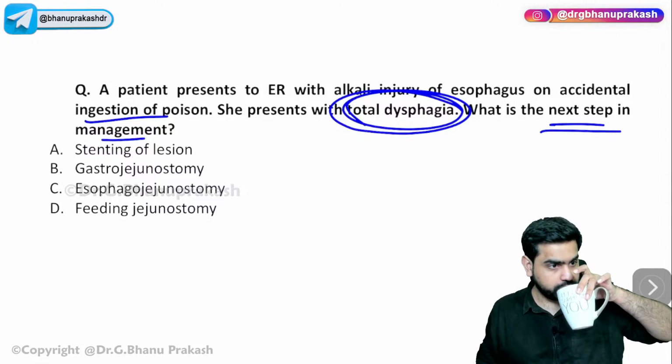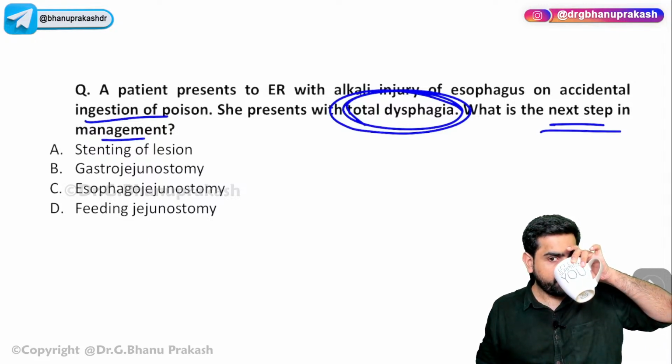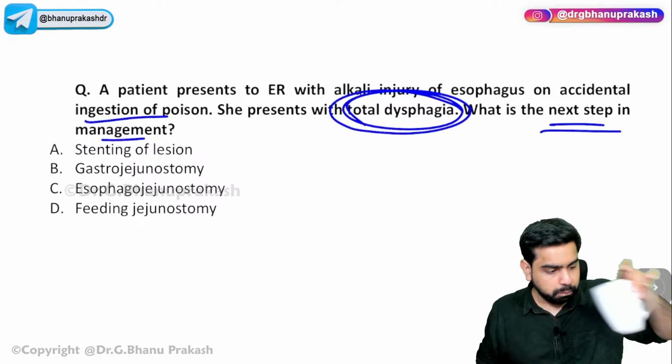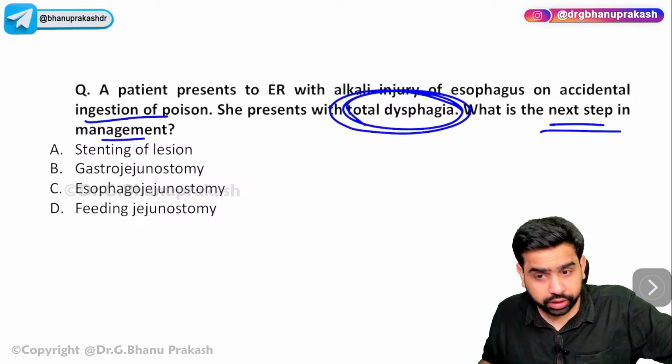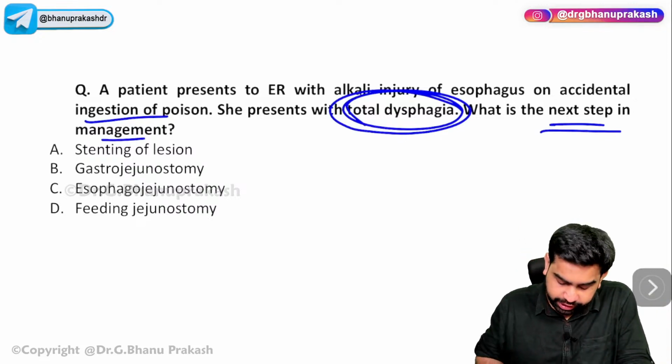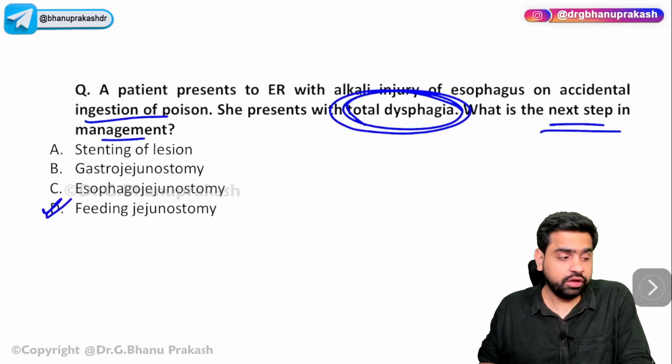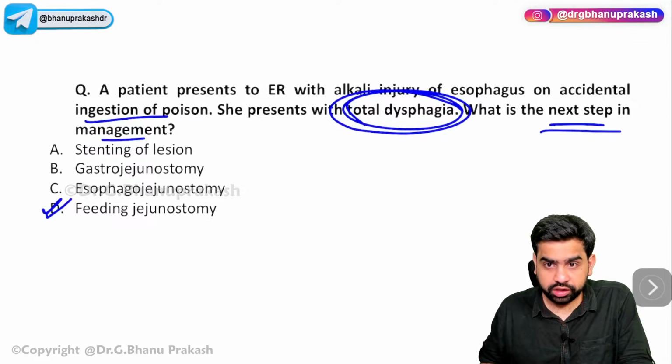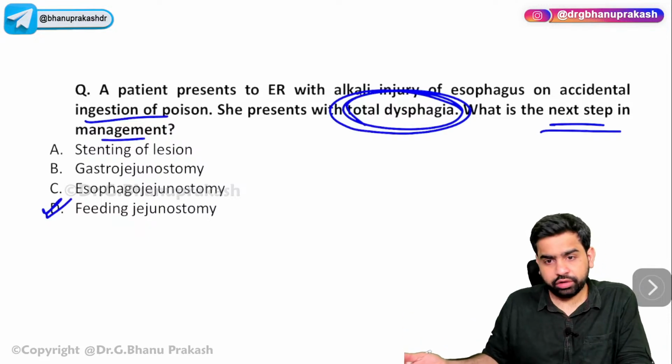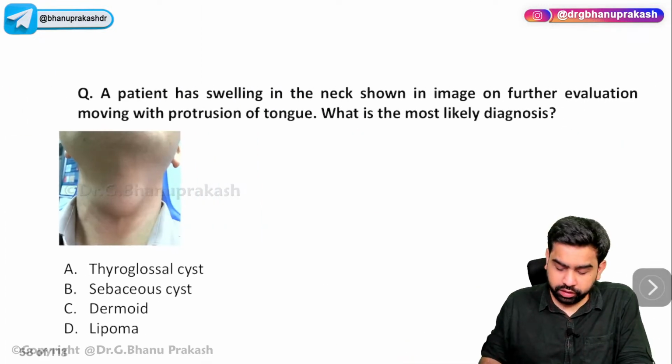Can you please help me? What is the answer over here? So guys, the answer over here is basically a feeding jejunostomy. What you have to perform over here is a feeding jejunostomy. I hope you have understood this particular point. That is what you have to perform. Why? Because the patient is not able to eat or drink anything. You have to perform a feeding jejunostomy.